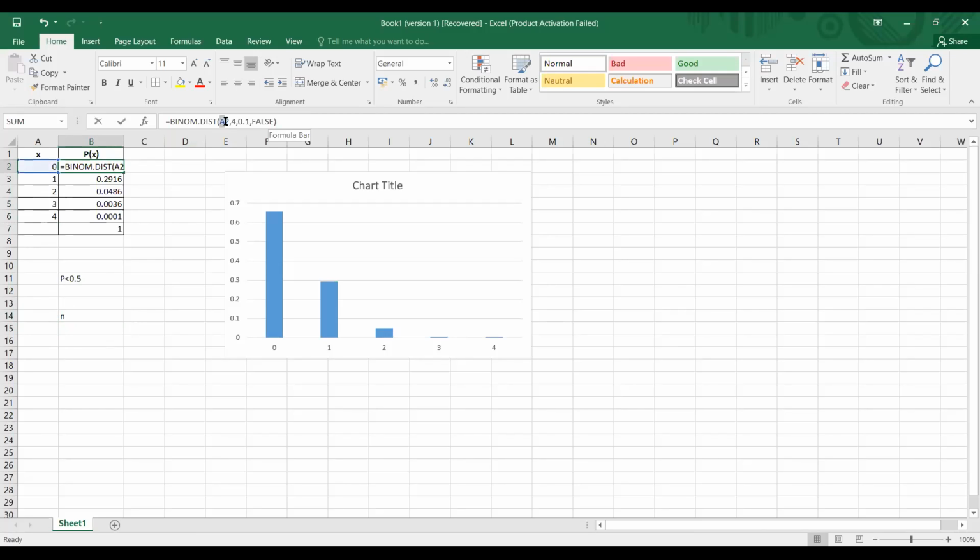And you have x, then n, then 0.1 is the value of p, and then false means this is not cumulative. If you want to generate a cumulative table, then it will be true. You can generate the different probabilities this way. Now I'm showing you the different tables which are generated for this distribution.